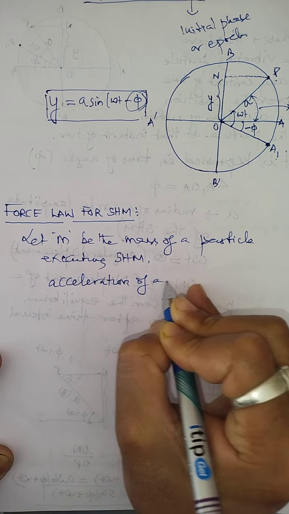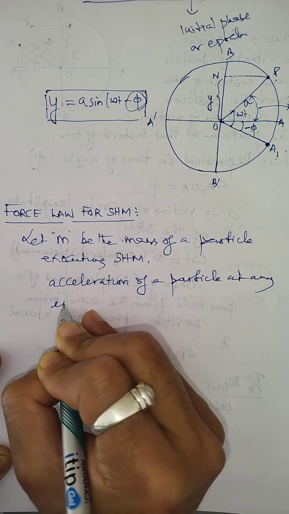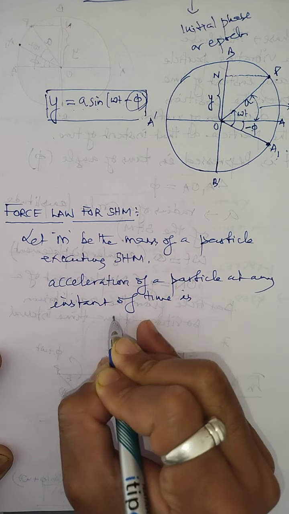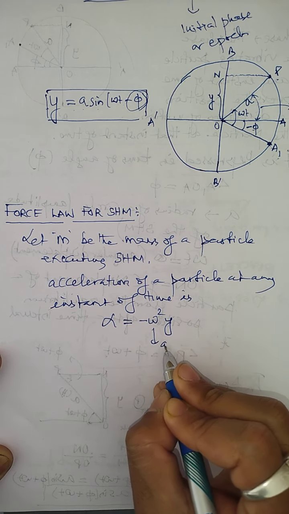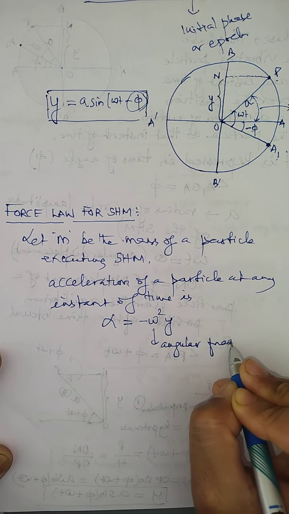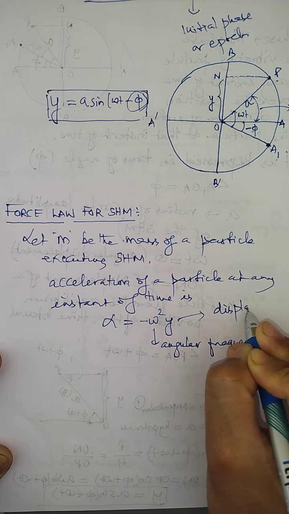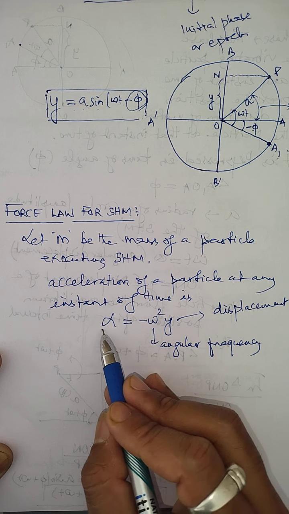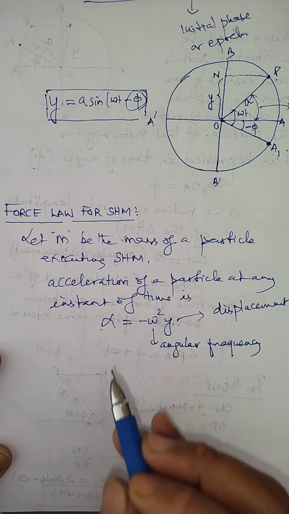The acceleration of a particle at any instant of time is given by alpha, and this alpha equals minus omega square y. And you know this omega means angular velocity, angular frequency, also called angular velocity. And this y is called the displacement. And this relation, which measures the acceleration, also says that the acceleration is directly proportional to displacement, and the direction of acceleration is opposite to the displacement.